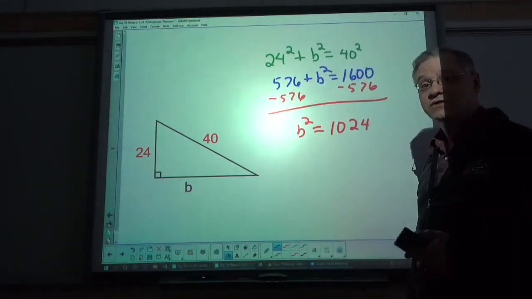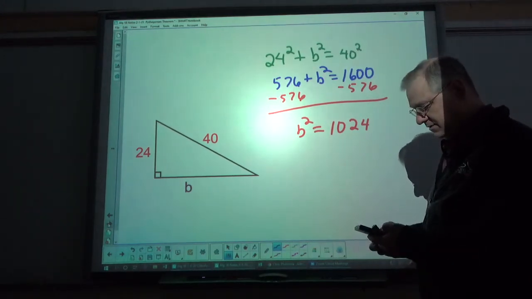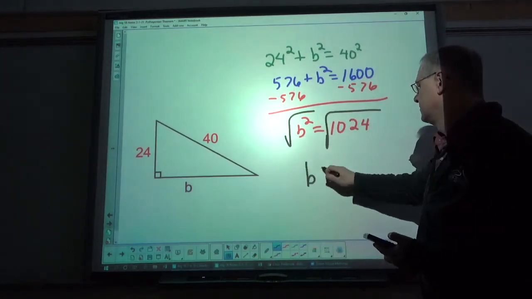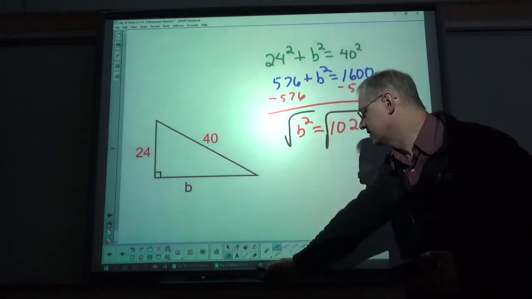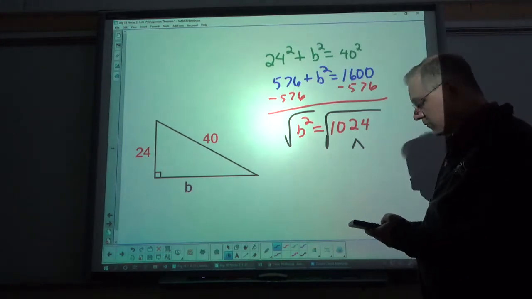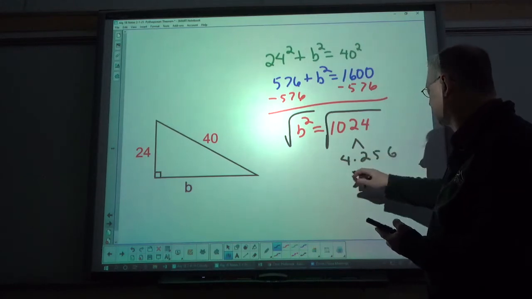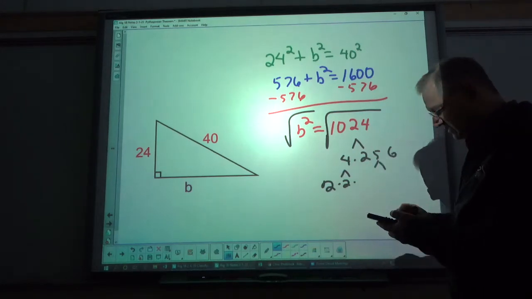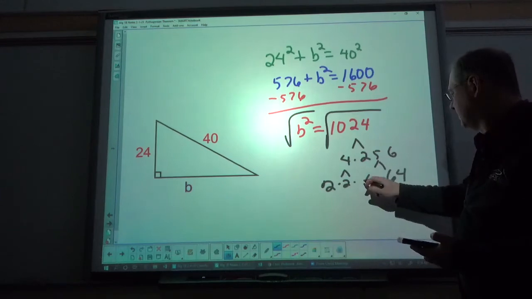Now, I haven't stated which way you're supposed to solve this one. If you have 1024, we're square rooting both sides. Now, I'm going to actually not put b equals. I'm going to break it apart. That's one way to do it, right? I think 4 will go into it. I divide by 4. 4 times 256. Now 4 is 2 times 2, and 256. Let's see if 4 goes in again. It does! 4 times 64.